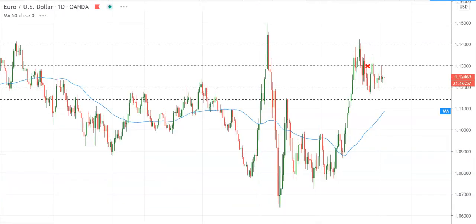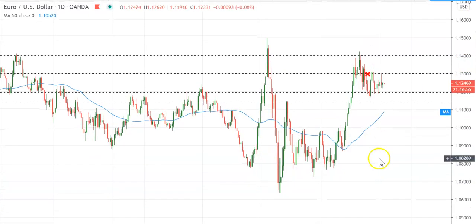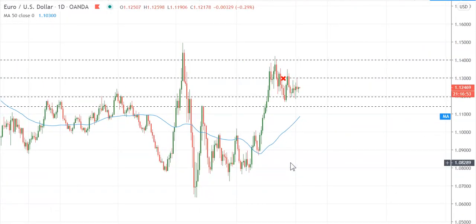Euro USD. Doesn't matter what patterns you've got. We're stuck between 113 and 112. Until we get a break out of here, I don't think this pair's going anywhere.